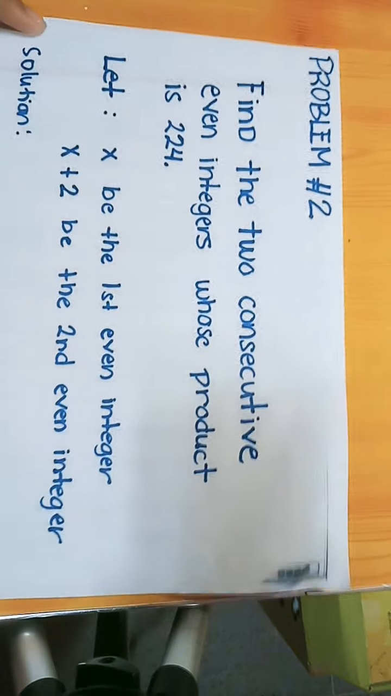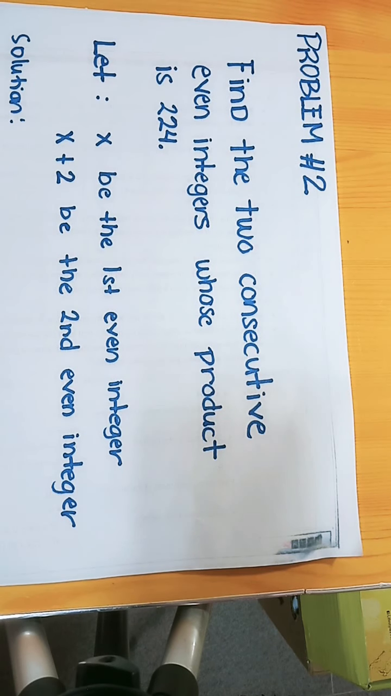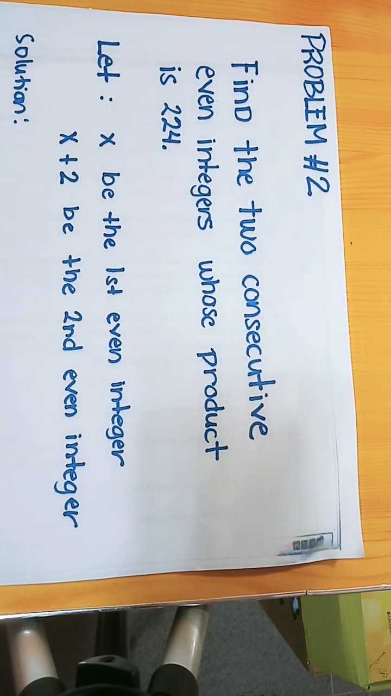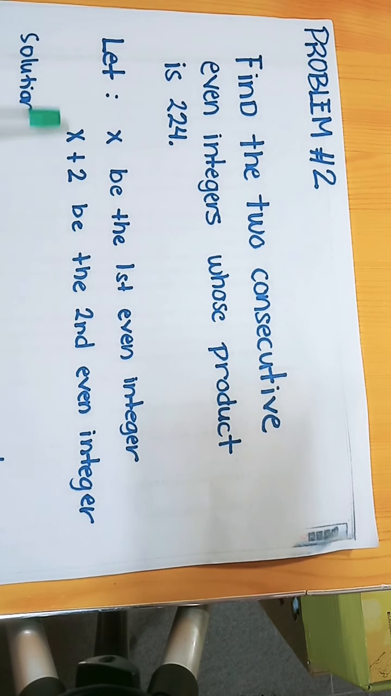Problem number 2. Find the two consecutive even integers whose product is 224. So, let x be the first even integer and x plus 2 be the second even integer. Okay, so ito yung ginawa kong representation.